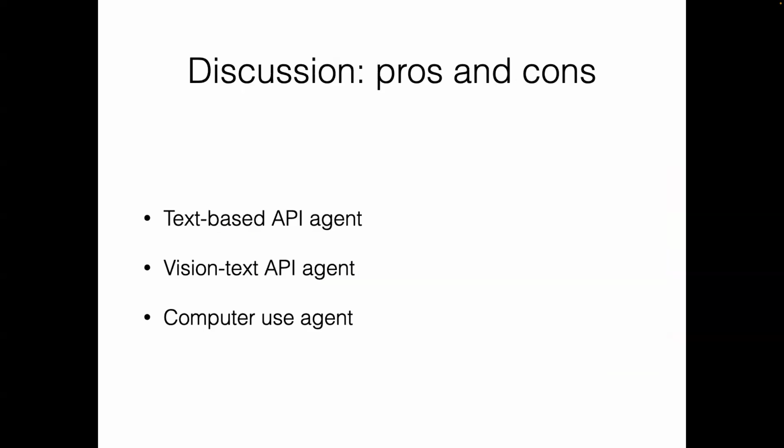Okay, so can anyone think of some trade-offs? Let's say you have a given problem. Should you pick one of these text-based agents, a vision-based agent that has a specific set of actions, or should you try to use this very general purpose computer use agent? Any pros or cons with these different choices?